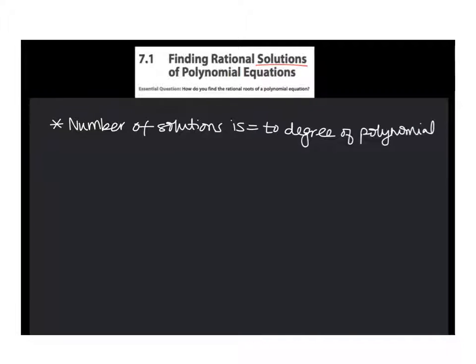Okay, so that would mean if you have something like 3x to the fifth plus 2x squared minus 5 equals 0, the degree here is the highest exponent, which means in some form this equation right here has 5 solutions. So just keep that in mind. That's how we know the total number of solutions.